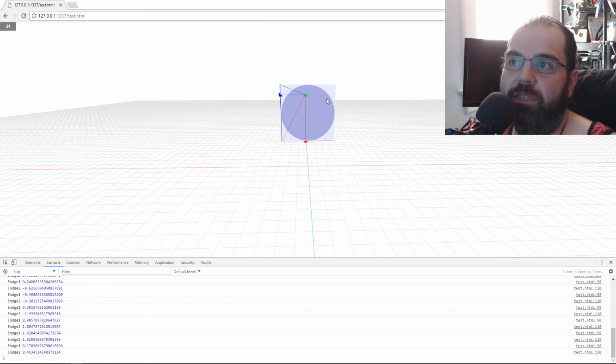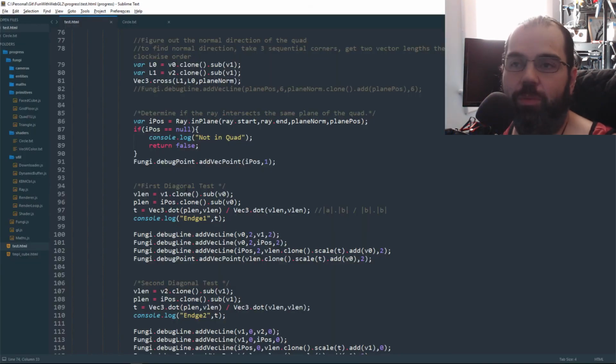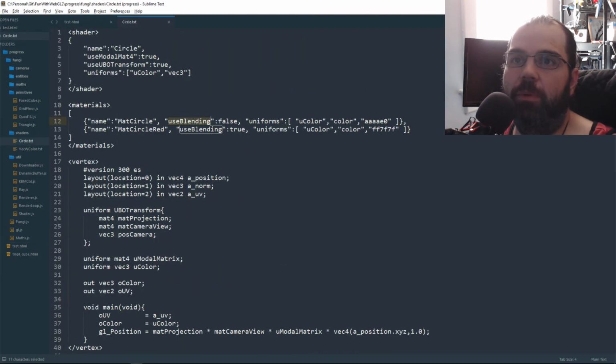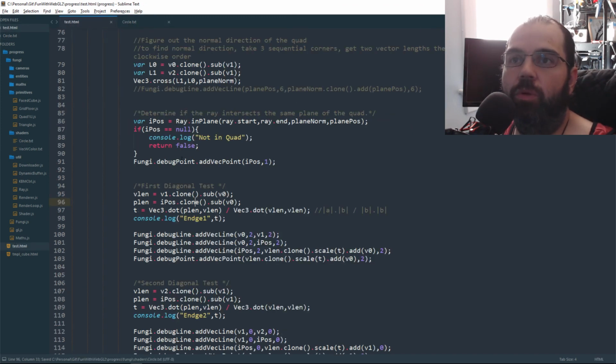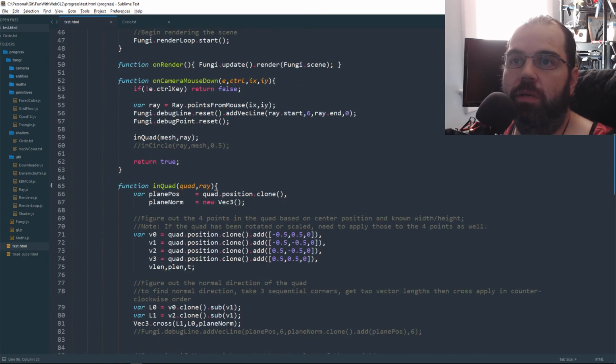As long as, like I said, those 2 projections result in a value between 0 and 1, you got intersection working. So now that we got quads working, how about we start dealing with circles? Circles are just the same, but a lot simpler. So let's add blending. All right. And then we're going to comment out quads and then comment in circles.